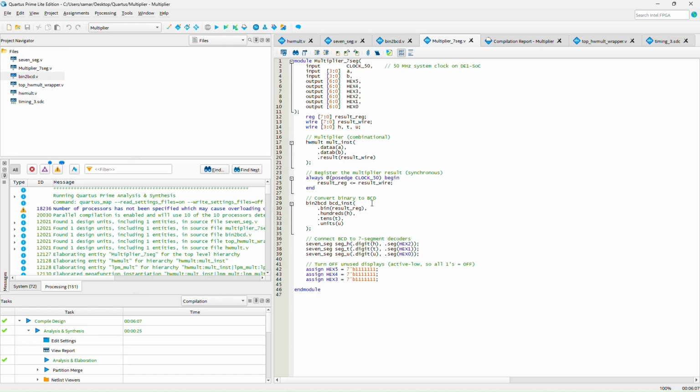And then I've used this, as I said, to extract the BCD values, the hundreds, tenths, and unit place, and then I'm sending these values to hex 2, hex 1, and hex 0, basically the rightmost 3 seven-segment displays, and I've hard coded this so that they don't turn on the other 3 LED bits that we are not using. So this is the program.